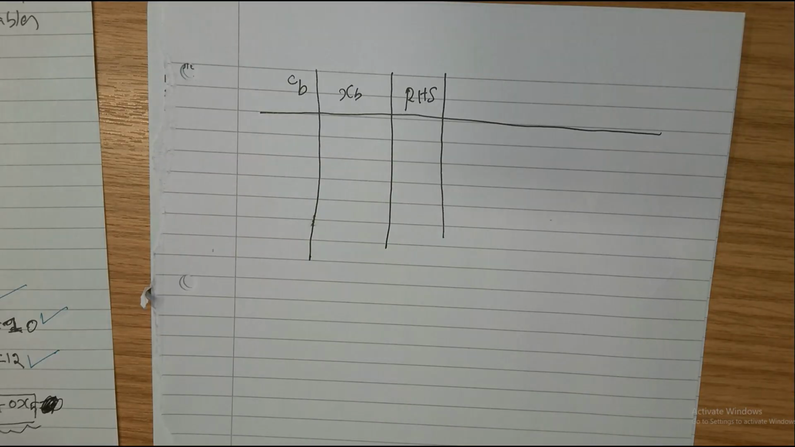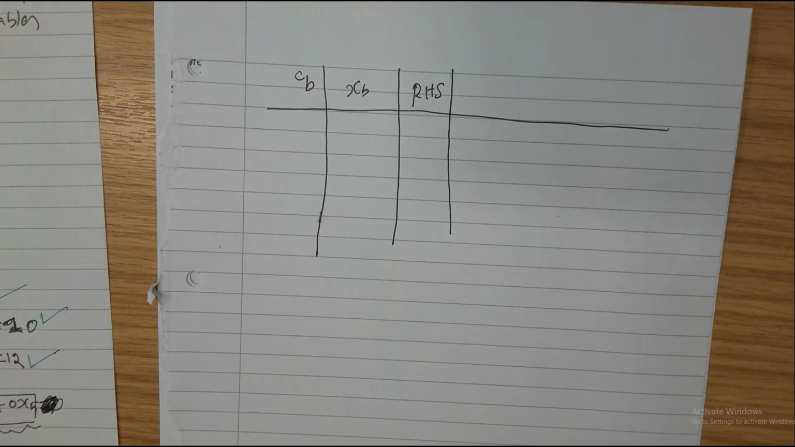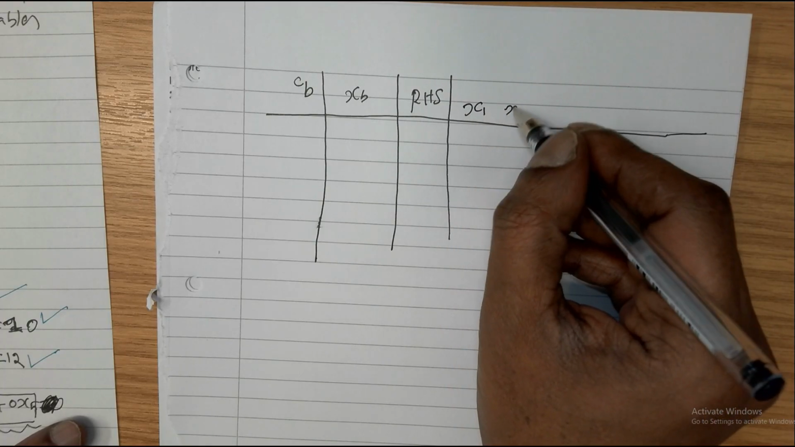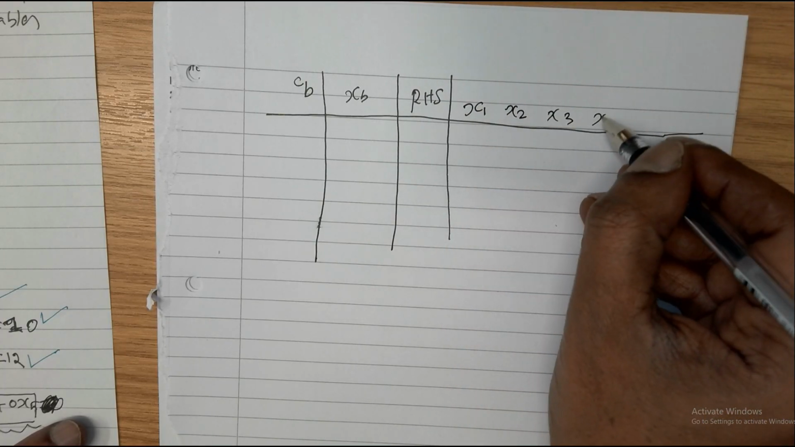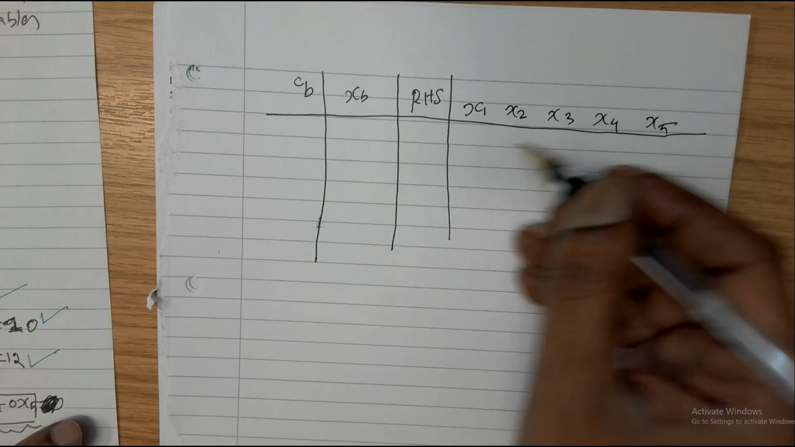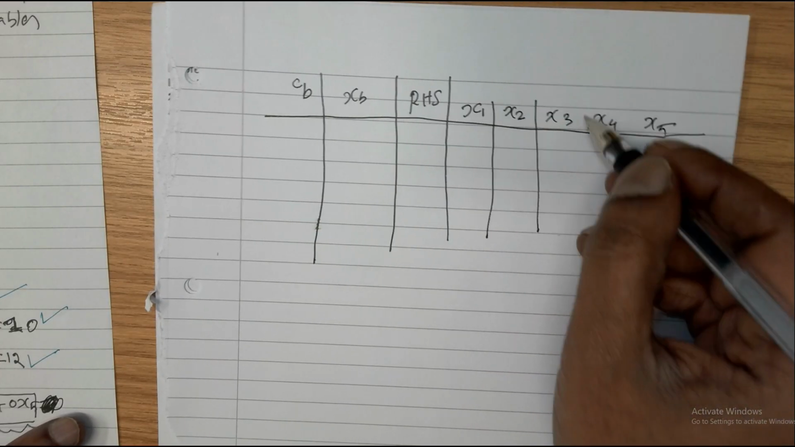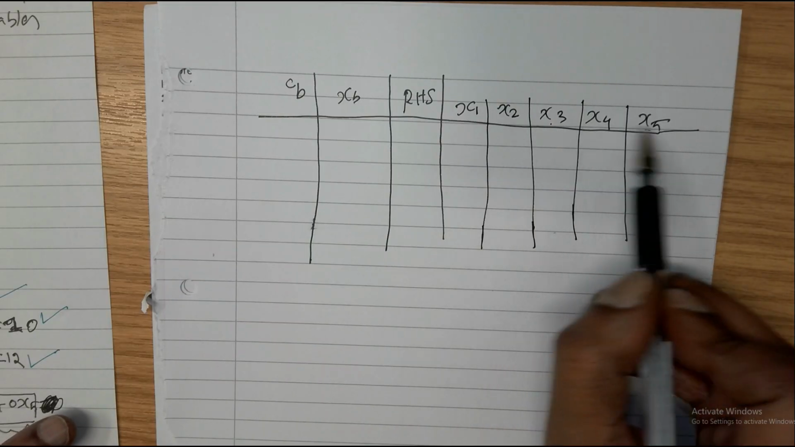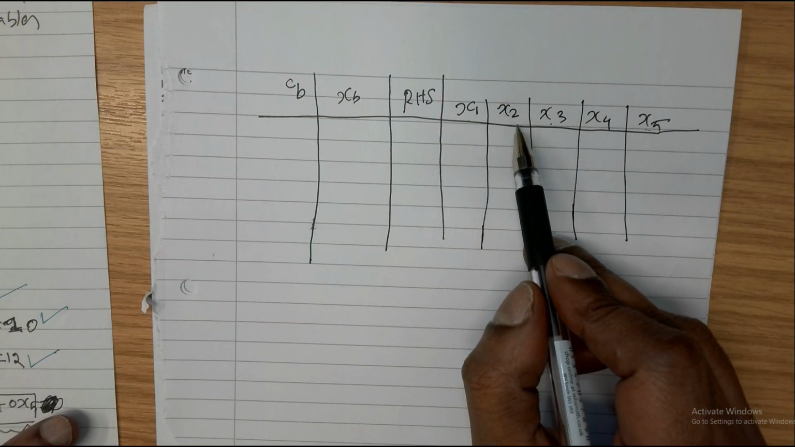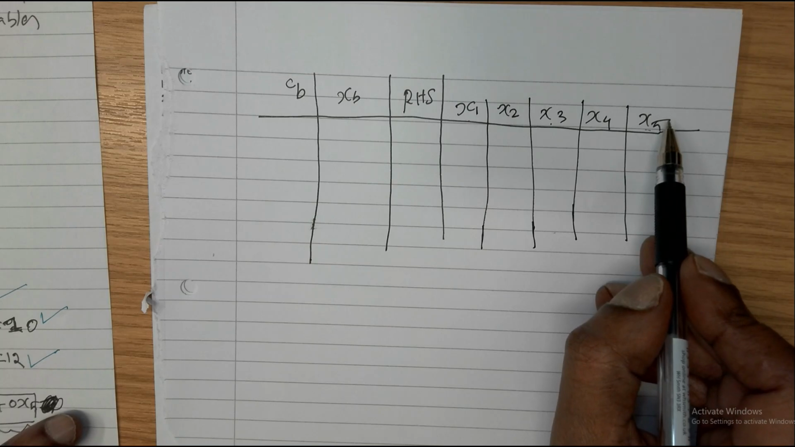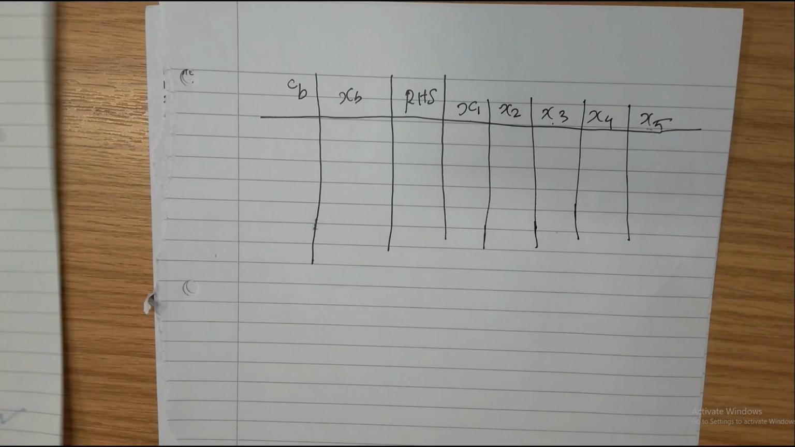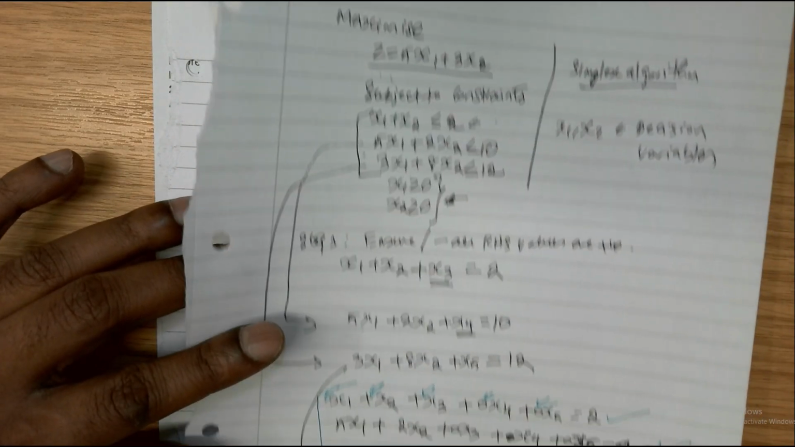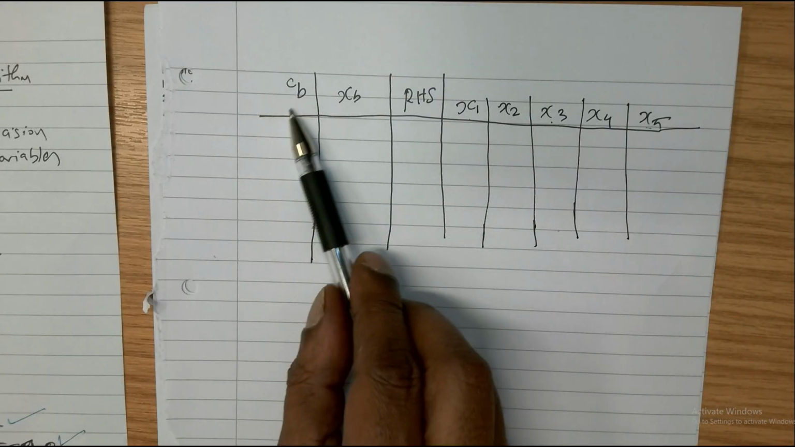That makes the remaining columns in the simplex table. So let's put x1, x2, x3, x4, and x5. So we have 5 columns here, because we have 5 variables, including your slack variables. x1 and x2 correspond to the decision variables, x3, x4, and x5 correspond to the slack variables. So let's go back to the original problem. What we need to fill here is CB.